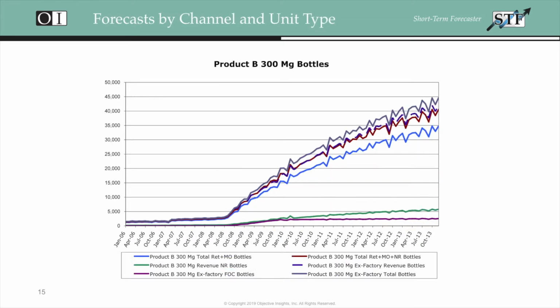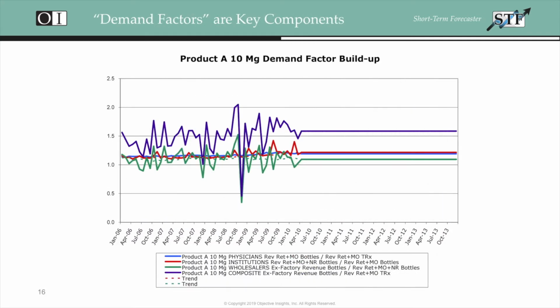The short-term forecaster model forecasts by channel and by unit type. Here's a graph showing that. We'll get into this in more detail. And demand factors are a key way that the forecast is built up from the ground up, and we will talk about these factors in more detail also.